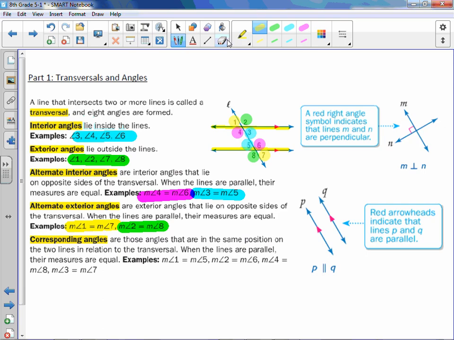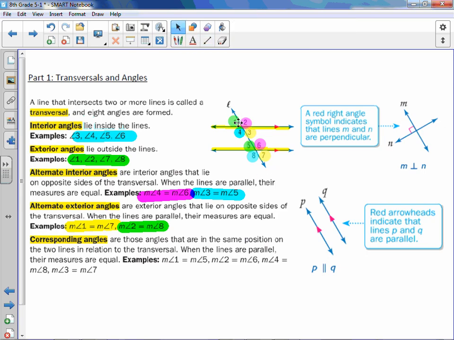Examples. Angle 1, if I were to cut this diagram in half, cut it in half here, and then move this top section down, 1 would match up with 5. Those are corresponding. Similarly, 4 would match up with 8, 2 would match up with 6, and 3 would match up with 7.